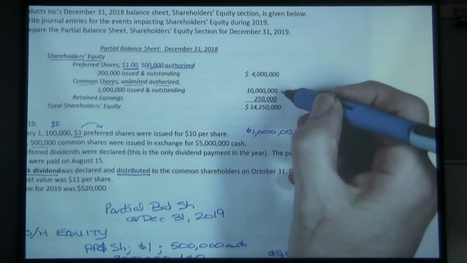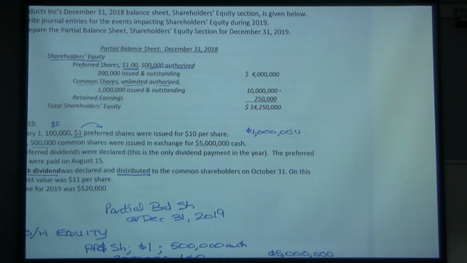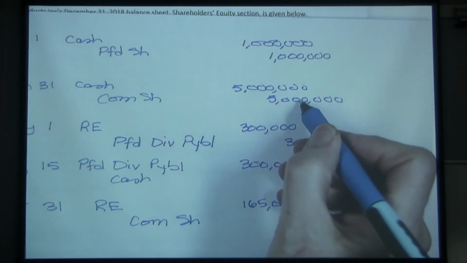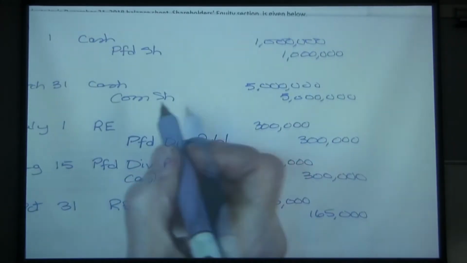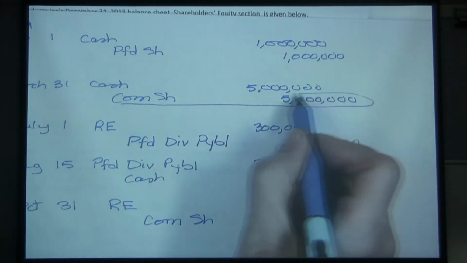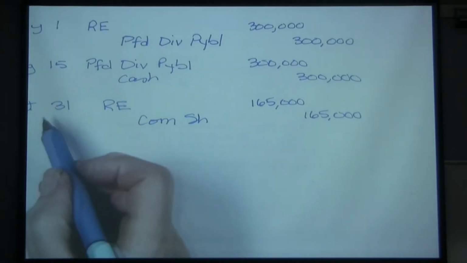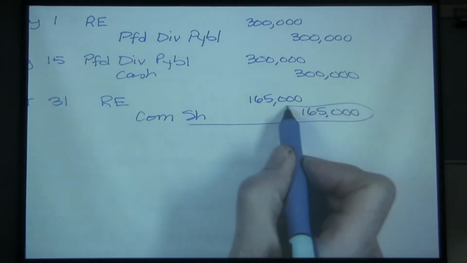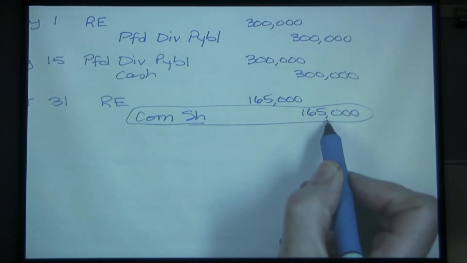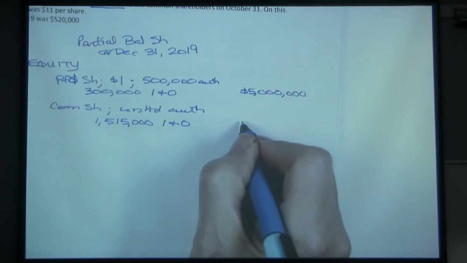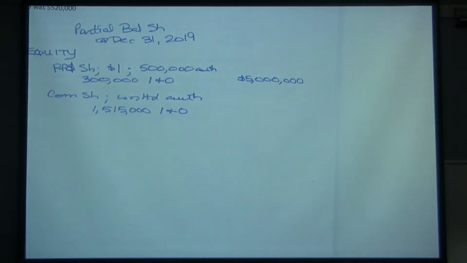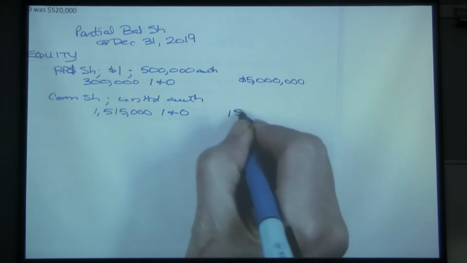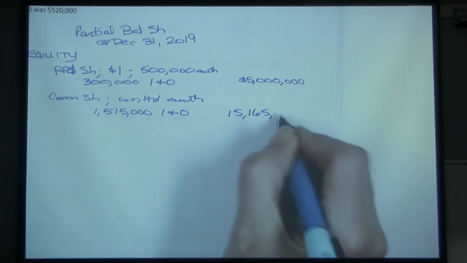So the dollar value started at 10 million. We added another 5 million, so now we're up to 15 million. And with our stock dividend, we added another 165,000. So our total dollar amount now for our common shares is 15,165,000.